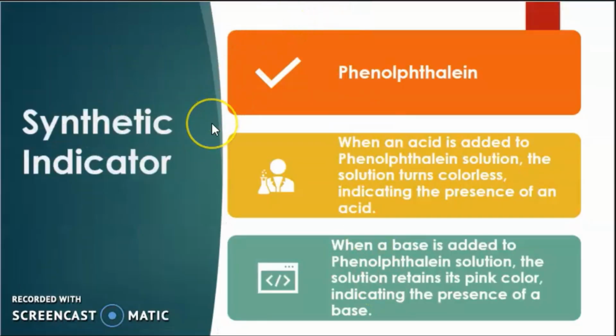Now, synthetic indicators. As we have studied, natural indicators occur naturally. So synthetic indicators are man-made. The example is phenolphthalein, and there is one more example, methyl orange. Phenolphthalein is slightly pink in color, and it is used for testing neutralization reactions. When an acid is added, the phenolphthalein solution turns colorless, indicating the presence of an acid. When a base is added to phenolphthalein solution, the solution retains its pink color, indicating the presence of a base.